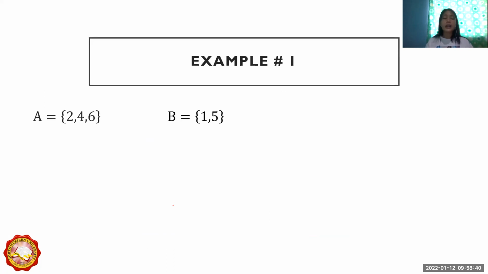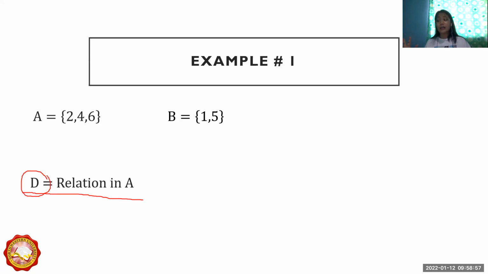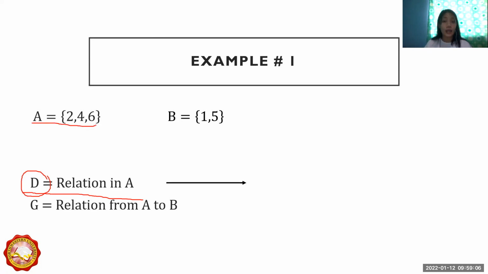Now, let's look at this example. You have 2, 4, 6 to be the elements of set A, 1, 5 to be the elements of set B. Now, this is a definition of one relation. So sabi natin, your D here is defined to be the relation in A. Ibig sabihin, you're going to get a relation from A, wherein you can get that by getting the Cartesian product of A to A. Therefore, you can do 2, 2. You can also have 2, 4. You can also have 2, 6.